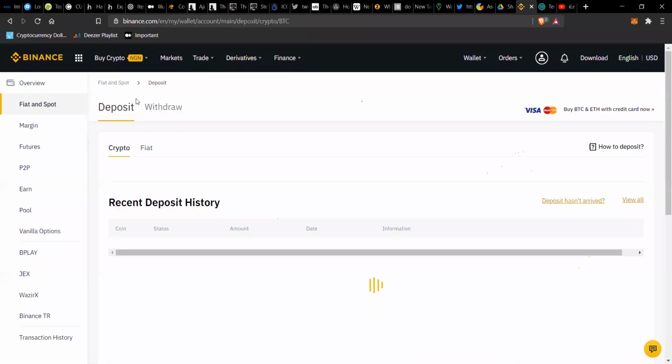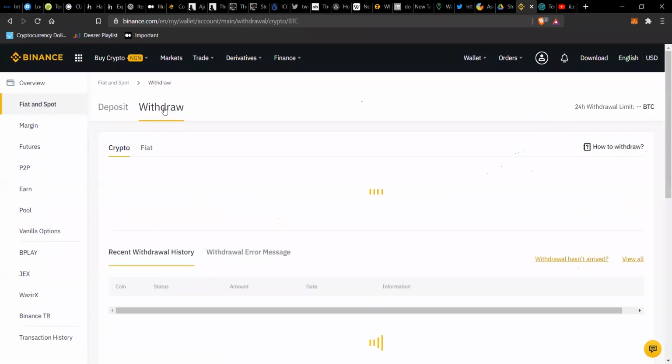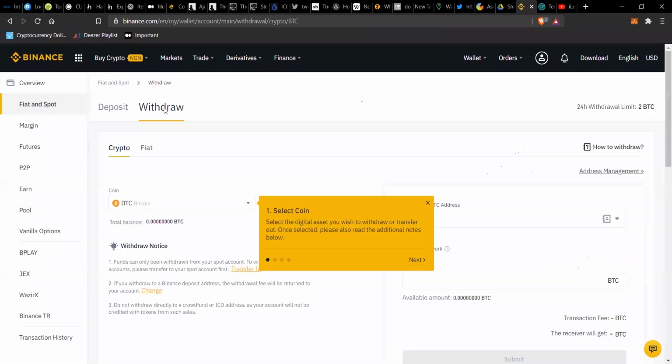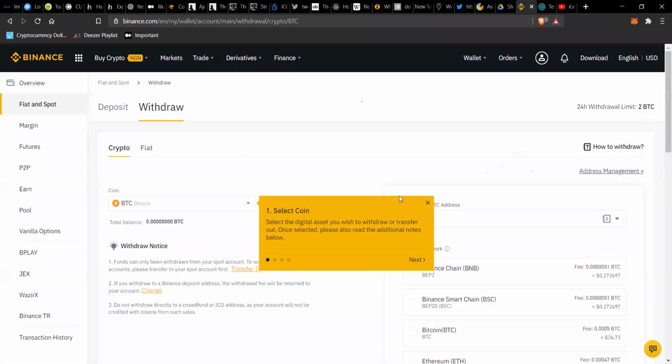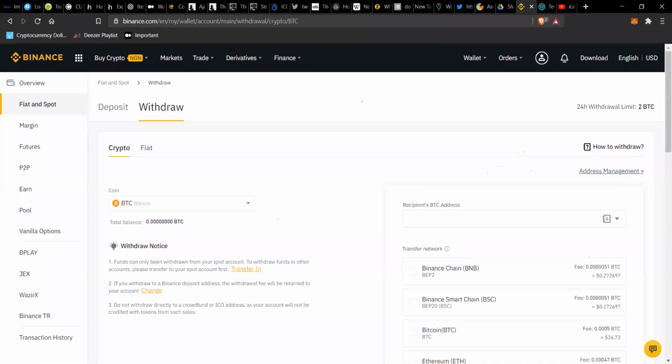For depositing and withdrawing, you need to be very careful. You need to make sure that the wallet address is correct, so you don't end up withdrawing money to a wrong wallet address and then all the money vanishes into thin air. Very, very important. You need to know the basics first.